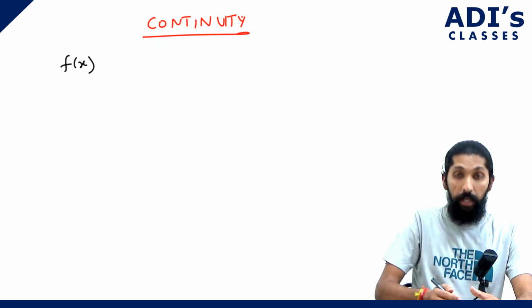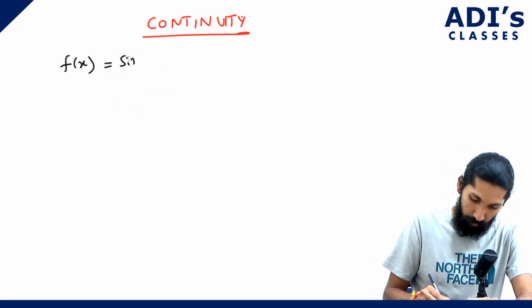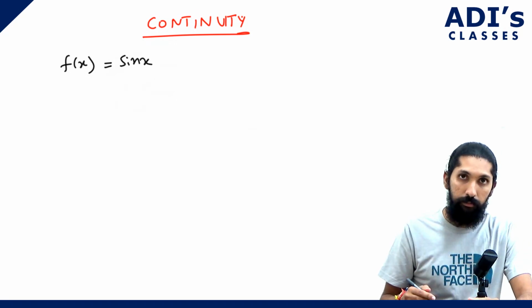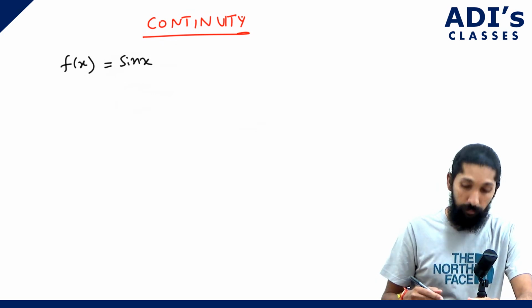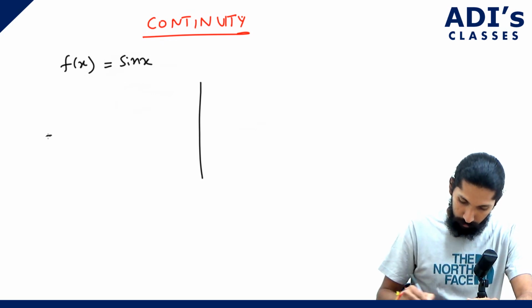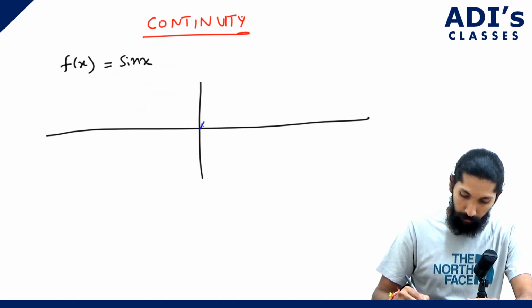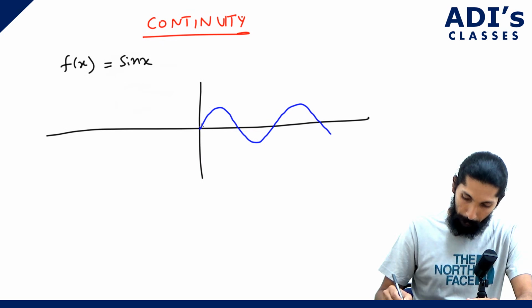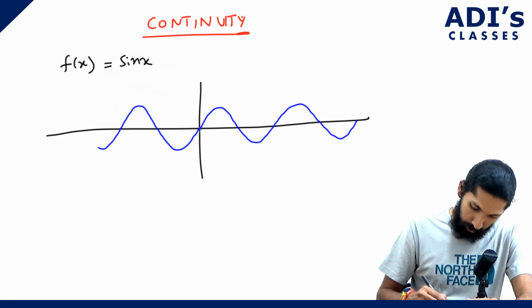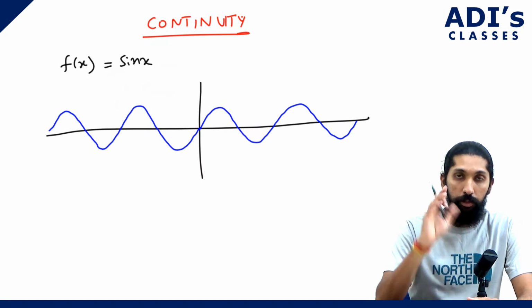Now, whenever we talk about continuity, we have a function f of x. Let's take a simple example, say sin x. When we have this function, let's draw the graph of sin x. You all know the graph of sin x. You have a function like this on this side, and you are also going to have a function like this on the other side. So what we have is the function y is equal to sin x.